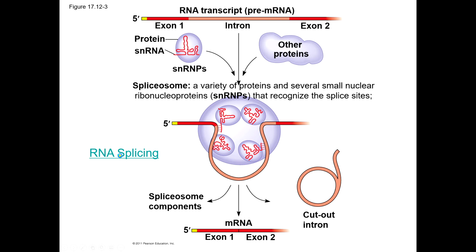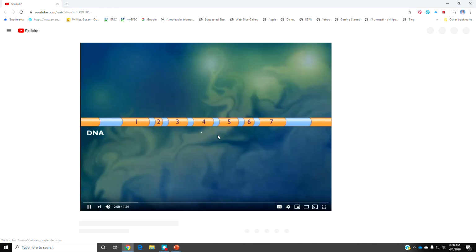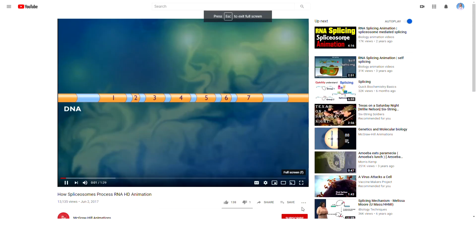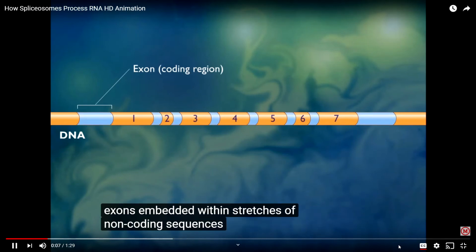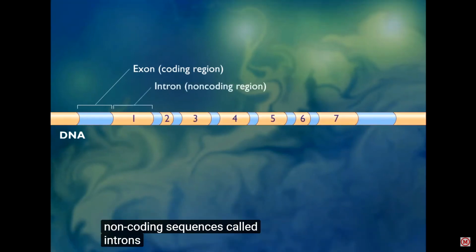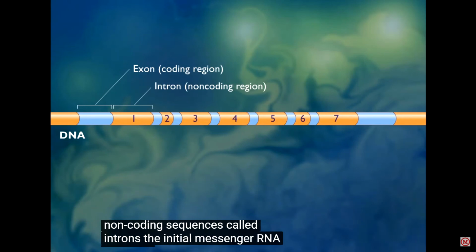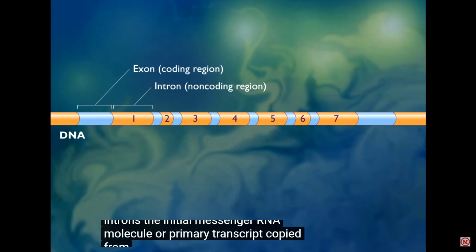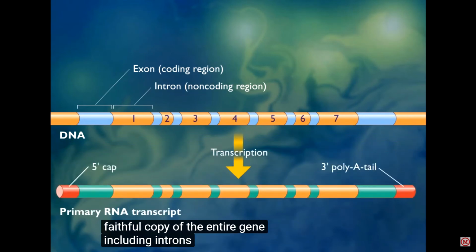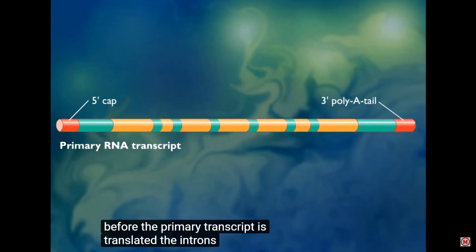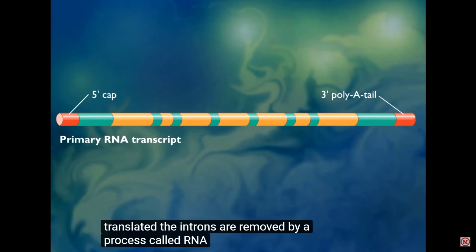So here's how this works. Most eukaryotic genes are composed of numerous short coding sequences called exons, embedded within stretches of non-coding sequences called introns. The initial messenger RNA molecule, or primary transcript copied from a gene by RNA polymerase, is a faithful copy of the entire gene, including introns as well as exons. Before the primary transcript is translated, the introns are removed by a process called RNA processing, or RNA splicing.